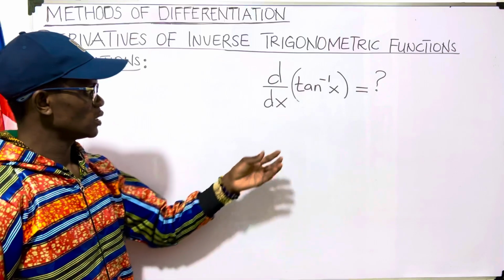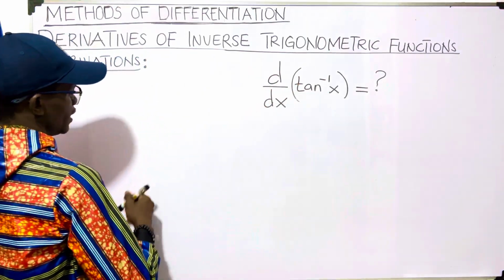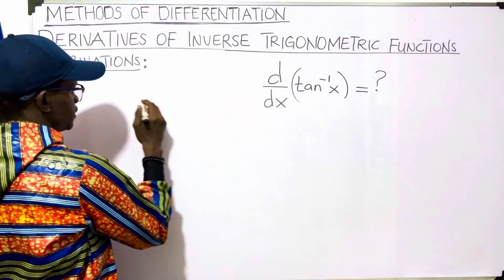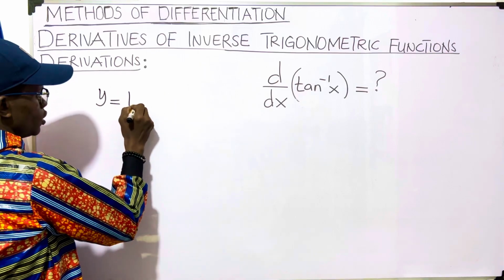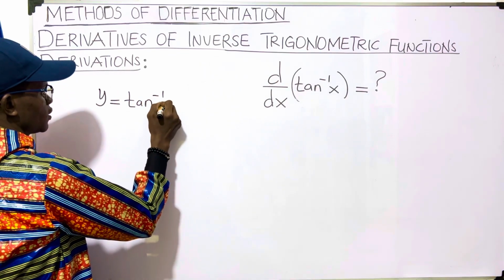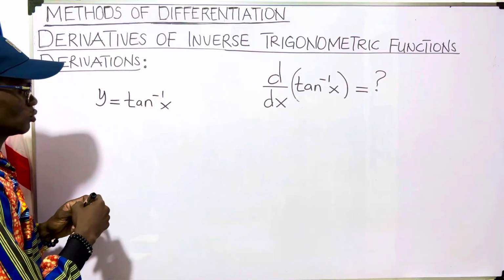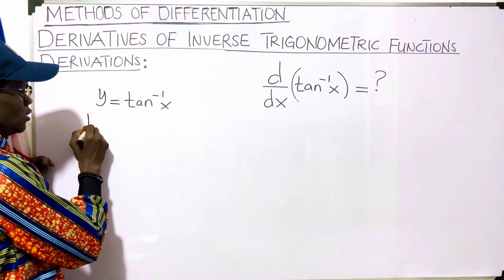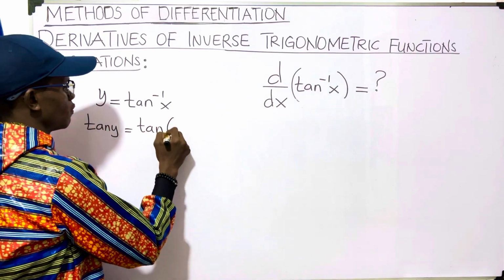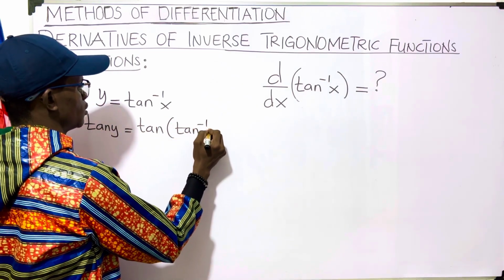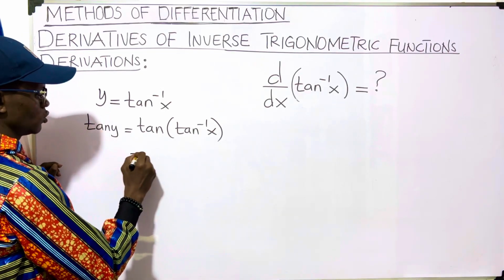To do that, we take the function here and equate it to some y. The function right here is just tangent inverse of x. So we say, let y equal tangent inverse of x. Our next step is to get rid of this inverse, so we take tangent on both sides. We say tangent of y equals tangent of tangent inverse of x, and we know that tangent of tangent inverse of x is just equal to x.